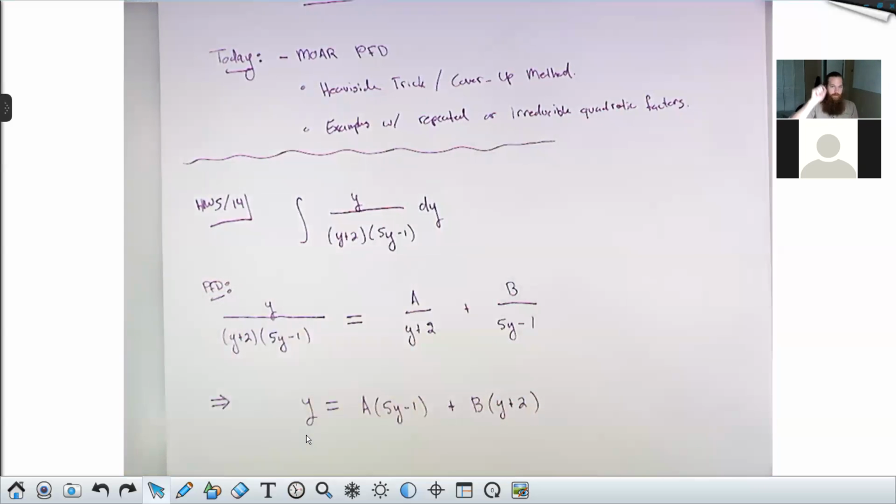So I want to take a second, make sure everybody's comfy with how we get to here. Are there any questions about why the PFD setup looks like this, or how we arrived at this line? Don't be shy if you do have questions.